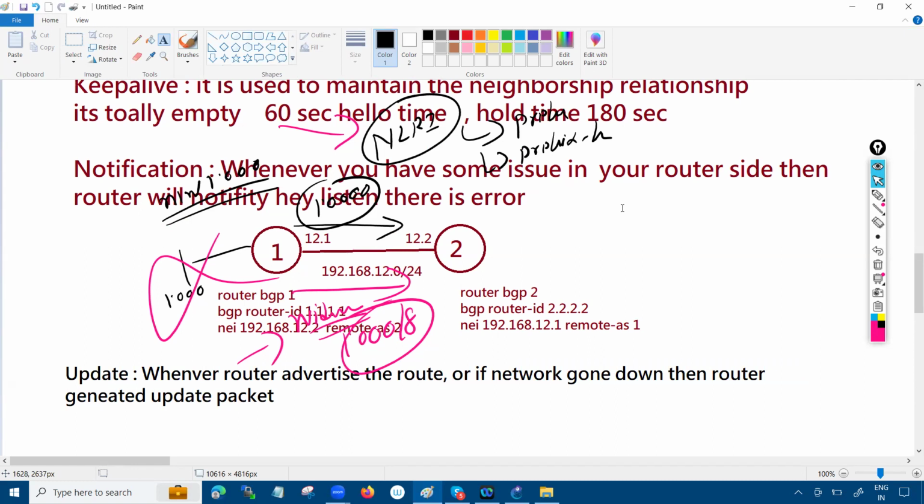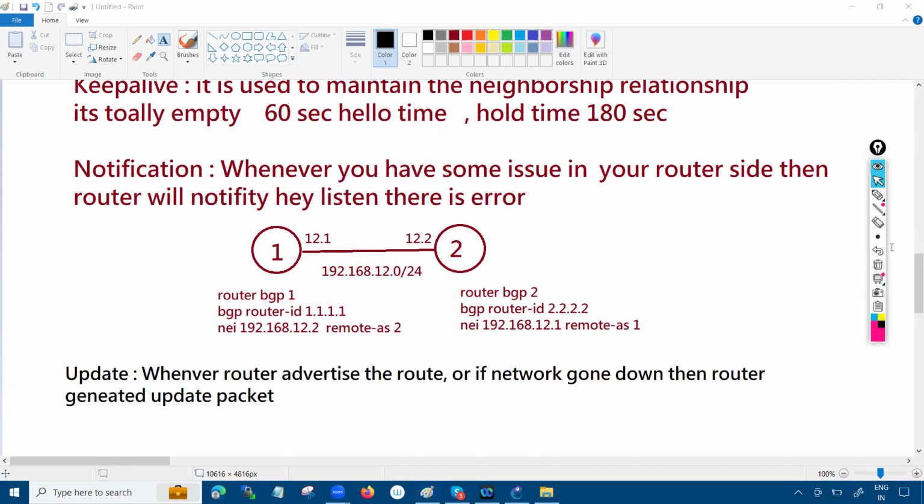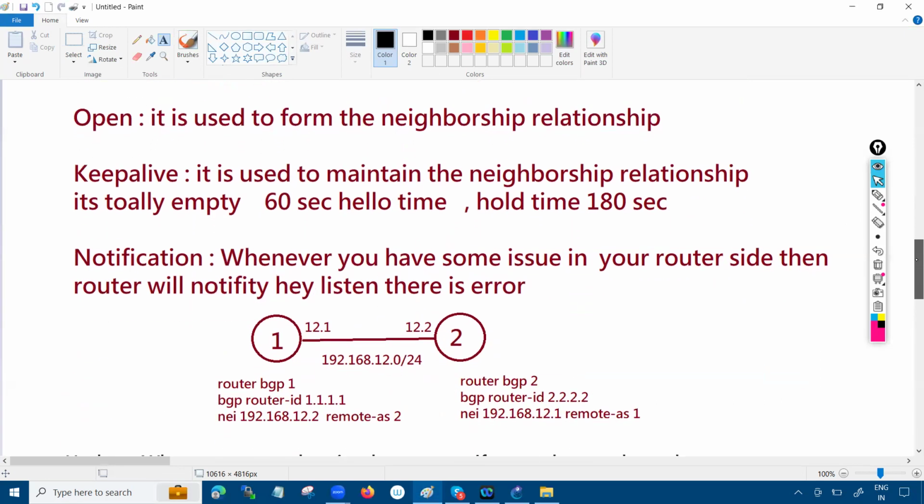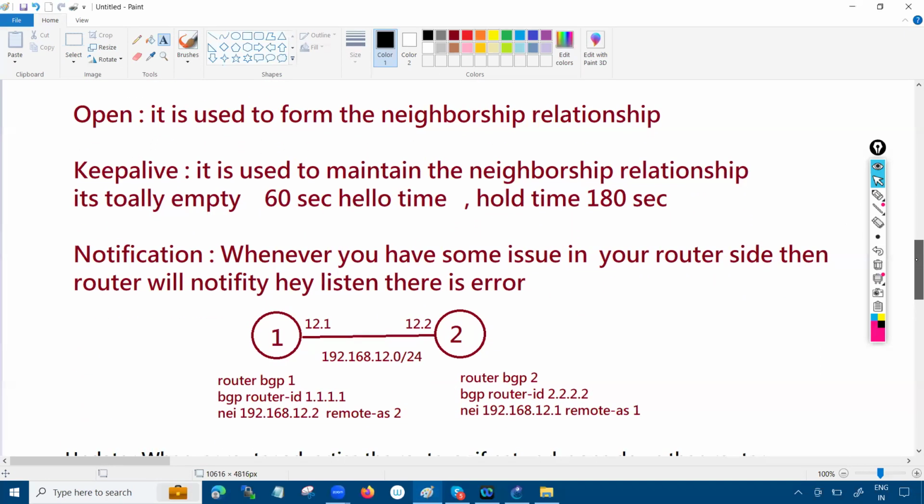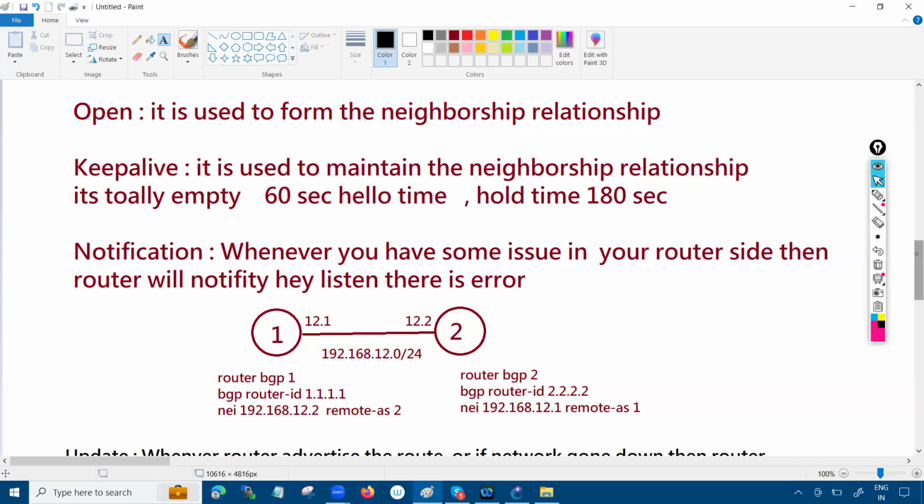So there are only 4 types of packet in the BGP protocol. If you compare with any IGP protocol like OSPF and EIGRP, they have different packets, like five packets. In EIGRP, depending on the configuration, you will see multiple types of packets like hello, query, and reply. If you guys remember that, right? But in BGP, we have totally 4 packets.